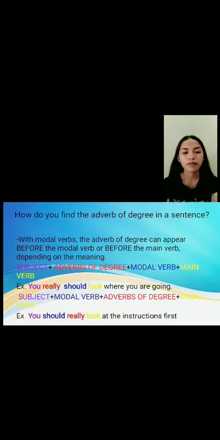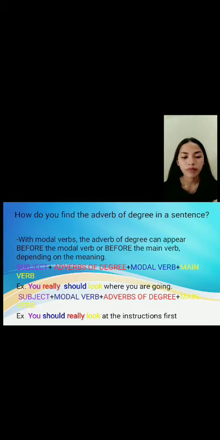So next, how do you find the adverb of degree in a sentence? So with modal verbs, the adverb of degree can appear before the modal verb or before the main verb, depending on the meaning. So there are proper format or rules on writing a sentence using a modal verb. So, subject plus adverbs of degree plus modal verb plus main verb. So, example, you really should look where you are going.